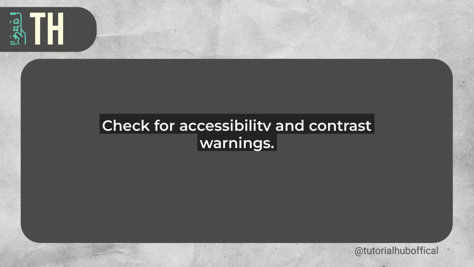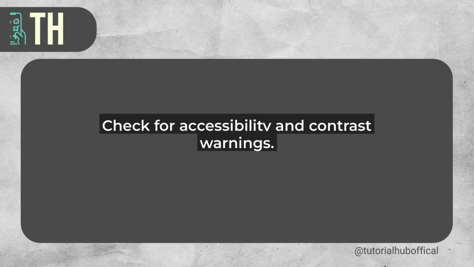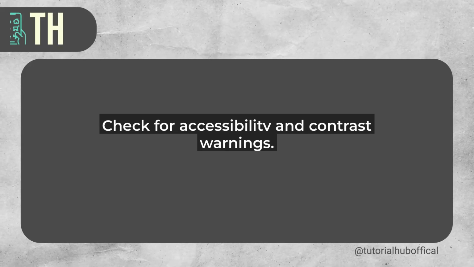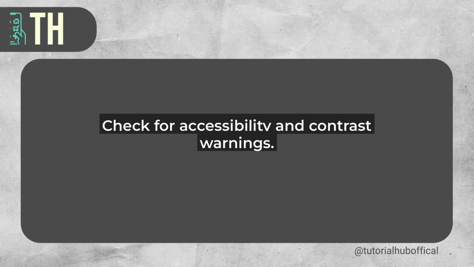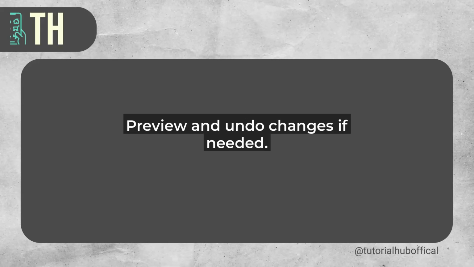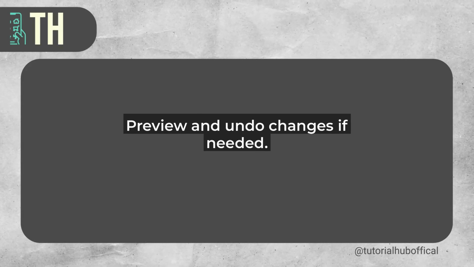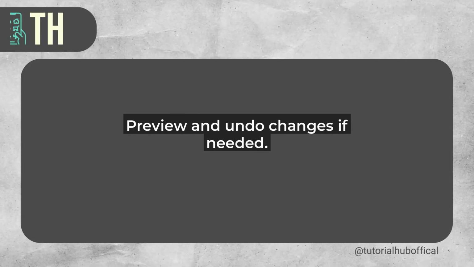After selecting your desired color, hit Enter, or just click away, and voila, your text color changes instantly. Don't forget to preview it on different backgrounds to make sure it pops. If you mess up, Figma's undo feature is your best friend. Just use Ctrl+C or Command+C to revert.